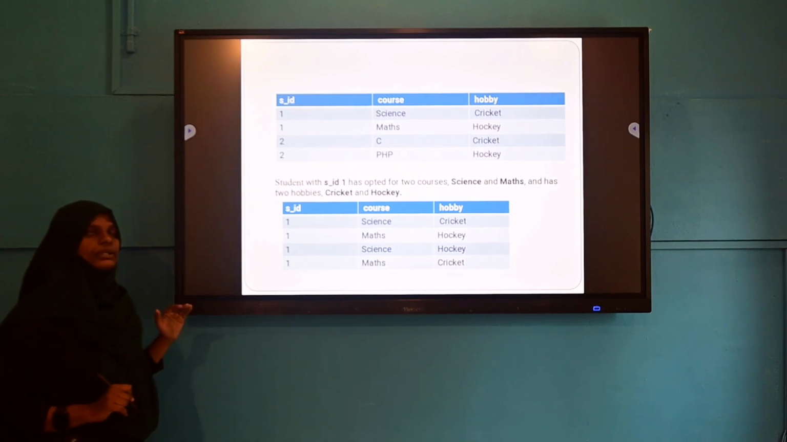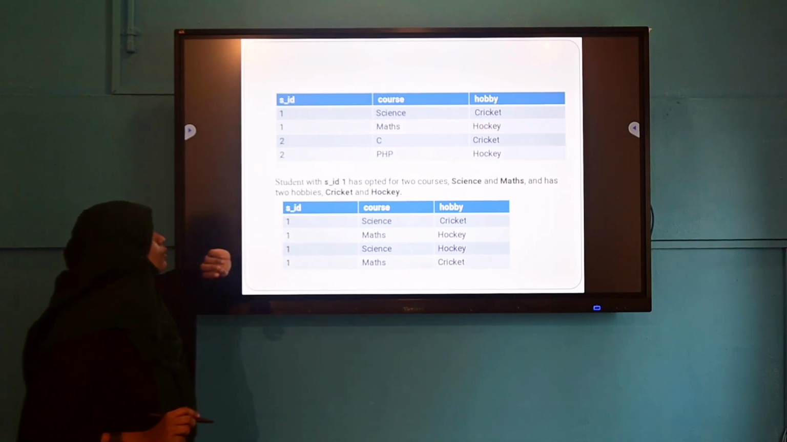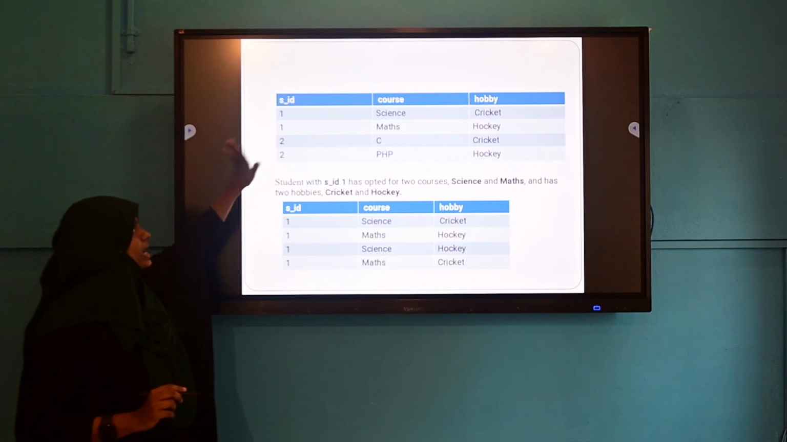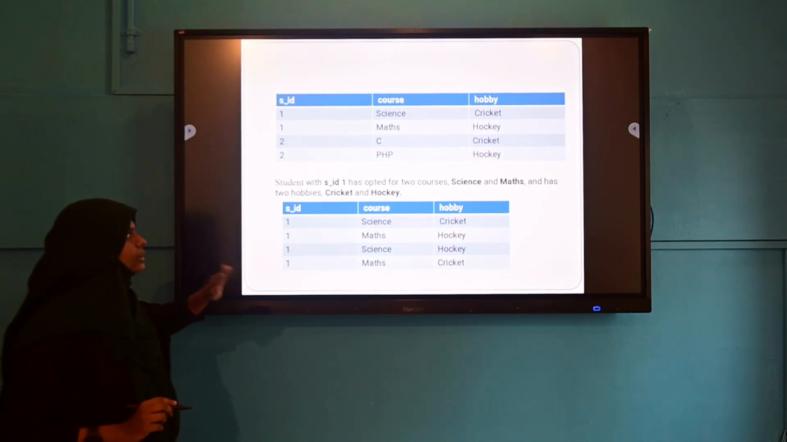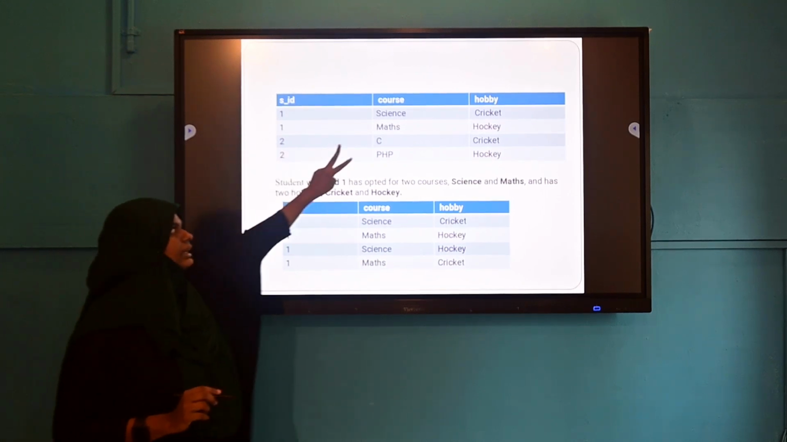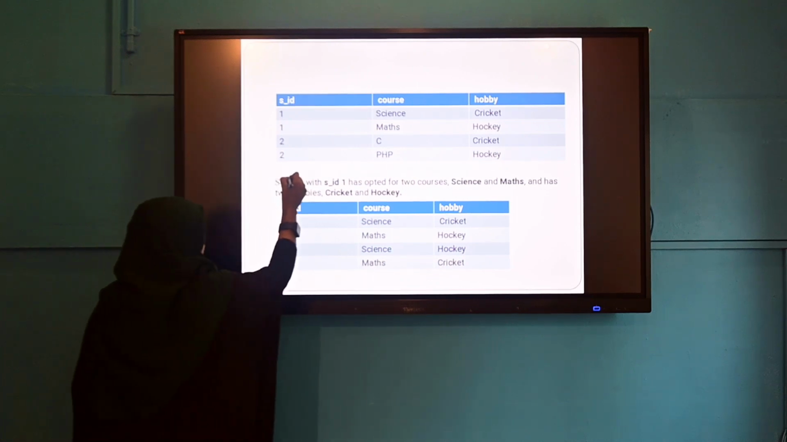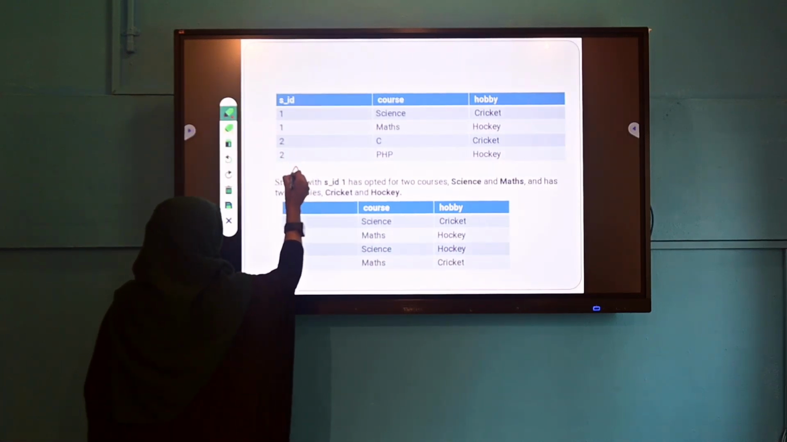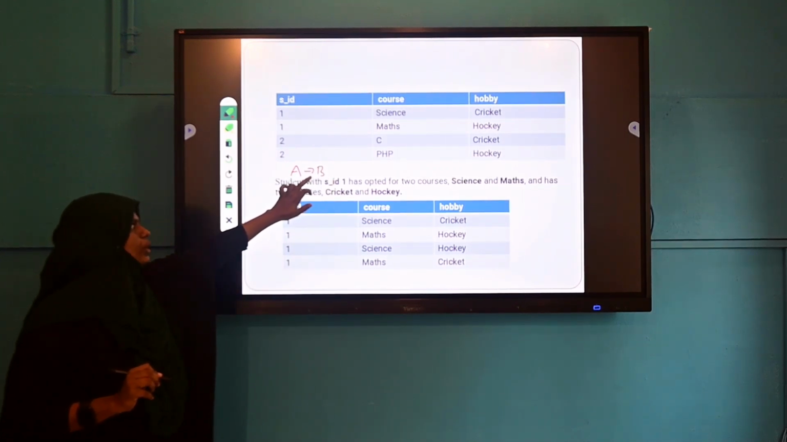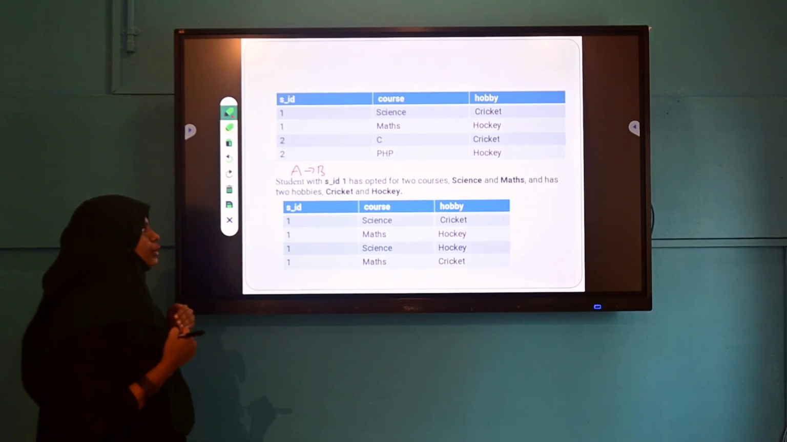Here we will have a table having 3 columns: student ID, course, hobby. For the student ID 1, we will have a course value science. For the same student ID 1, we will have another course value maths. That means for a single A value, we will get 2 B values. For A gives B, if there exist more than 1 values for B for a single A, then we can say that there exists a multi-value dependency.